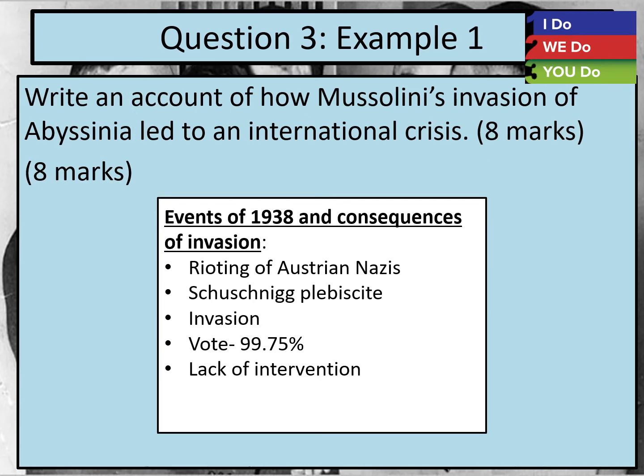Okay, let's have a think then about our second paragraph. Our second paragraph is everything that happened after the banning of the Nazi Party. So we then have the rioting of the Austrian Nazis. It all kicked off in January with the banning of the party. Then in February the Austrian Nazis rioted, and at that point they were calling for union. They were calling for Anschluss. They were desperate to unite Austria and Germany.